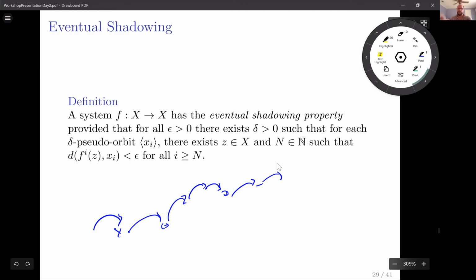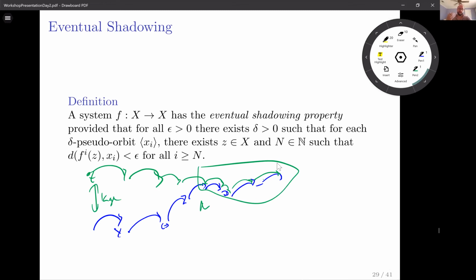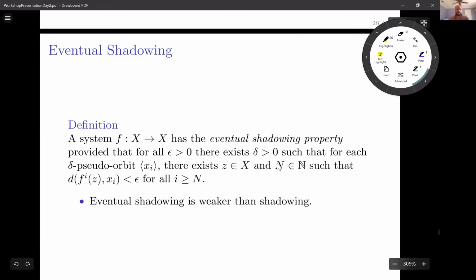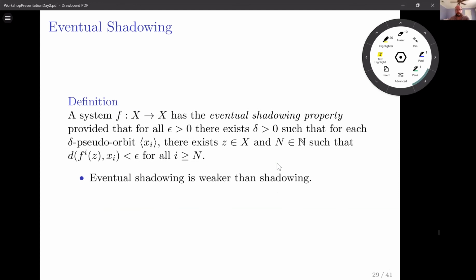And we're eventually shadowable if there's some point z that does some stuff that's completely unrelated for a while, but then eventually comes close and stays close. Right? So initially there are large gaps, but then eventually they are close. So the system has the eventual shadowing property if it has this property here as written. All right. So eventual shadowing is also weaker than shadowing, right? If we had shadowing, then this is for all i in omega, which is regular shadowing. And so this is obviously weaker than shadowing.